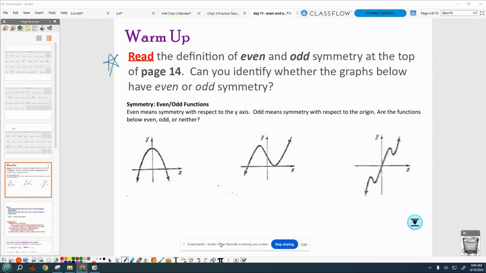Okay. So even means symmetry with respect to the y-axis. What does that mean visually? Split it, then both sides. So if you fold it down a vertical line, there's symmetry. Any vertical line or a specific vertical line? Folds over the y-axis and the y-axis only.